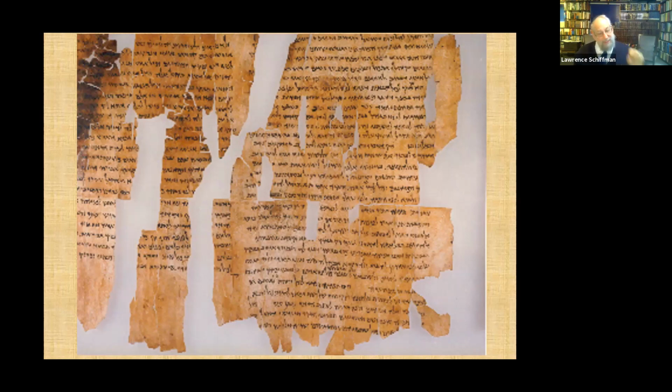But anyhow, this text, the rule of the congregation, not community, which is the rule for the current period, but for the congregation in the end of days, tells you about the Messianic banquet, and it also tells you about a very important thing. The sectarians had two separate views of the Messiah.